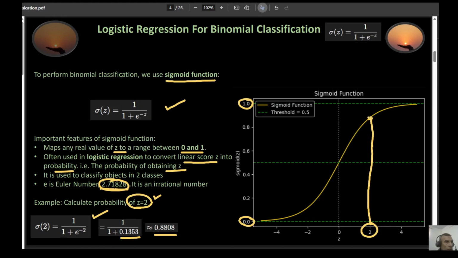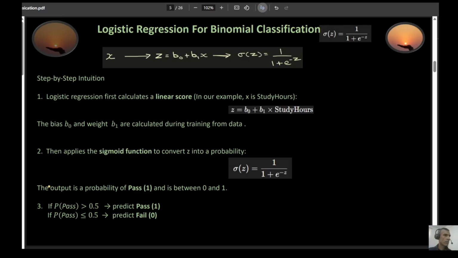So this number right here comes out to be 0.8808 approximately. So that means your chance of obtaining z equal to 2 is an 88% chance. Now let's look at the general workflow of how you calculate the probability.